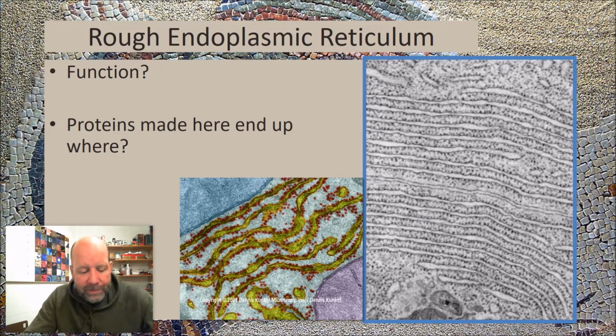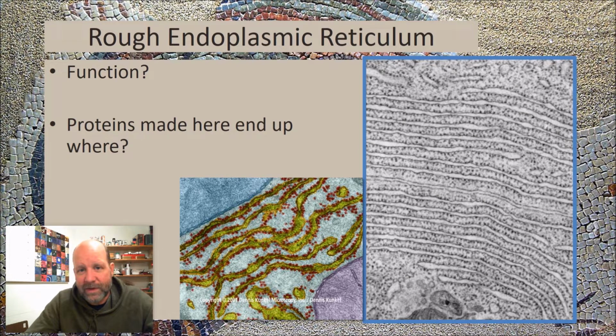So the rough endoplasmic reticulum, this is where we build proteins that are going to be secreted outside the cell. This is also where we build proteins that are going to be membrane proteins. And we talked a little bit about that when we looked at the secretory pathway, when we were talking about vesicles and things like that in the last PowerPoint. We'll cover that a lot more later on, this whole endomembrane system.